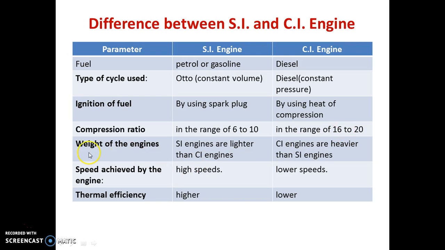Next point is weight of engine. The SI engines are lighter than the CI engines. It means that the CI engines are heavier than the SI engines. Next point is speed achieved by the engine. The speed achieved by the SI engine is higher as compared to the CI engine. Next point is thermal efficiency, which is higher for the SI engine and lower for the CI engine.